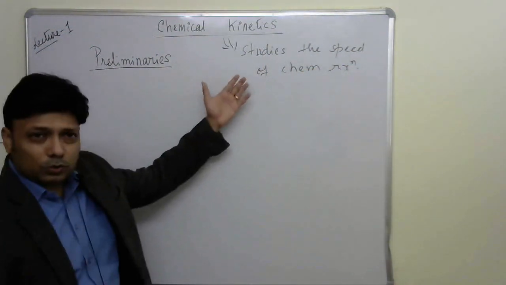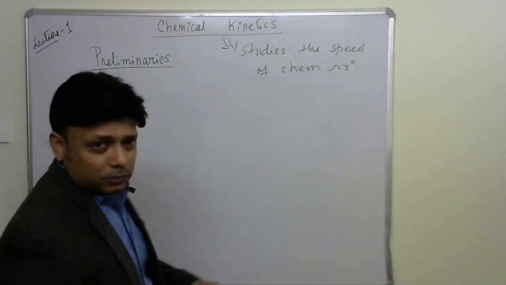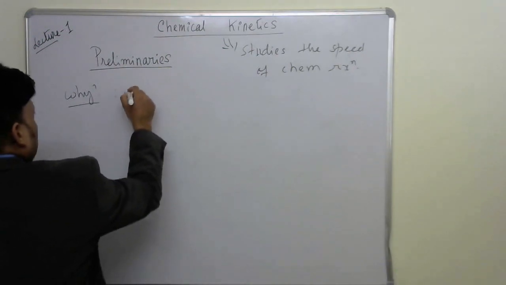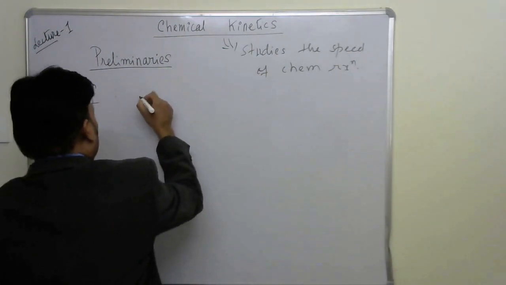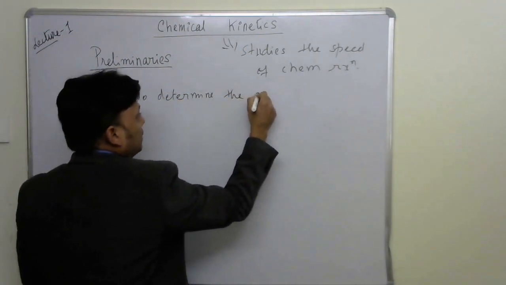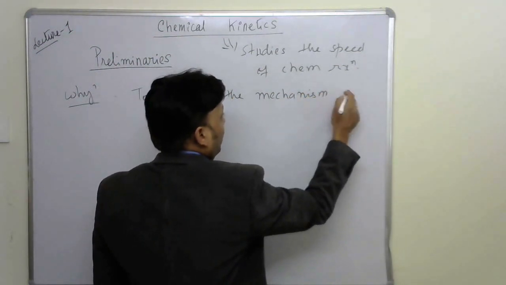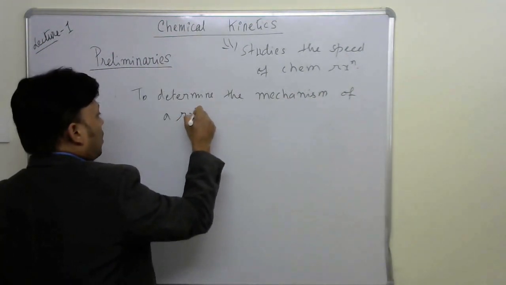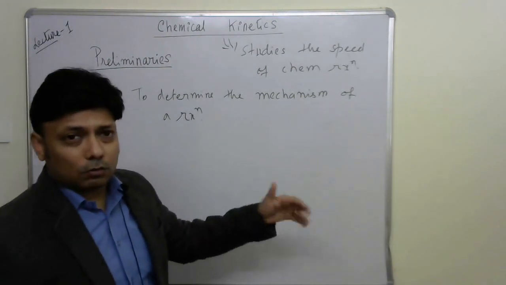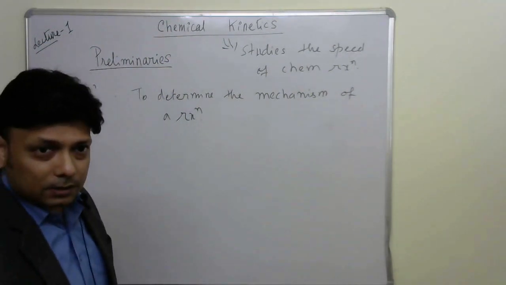Now the question is, why do we need to study chemical kinetics? At this point, probably there is one major answer we can think about: this subject helps us to determine or to find the mechanism of a chemical reaction. How it does that, during this course we will take a glimpse of it. We will learn a little bit about how to determine the mechanism of a reaction from chemical kinetics.